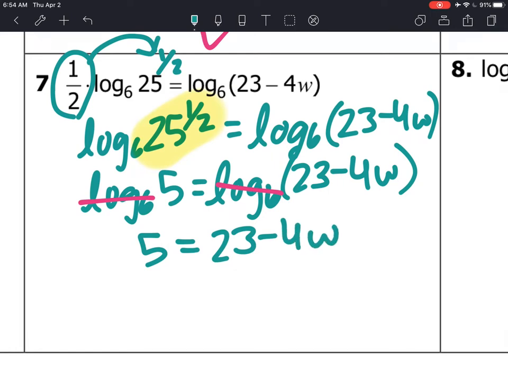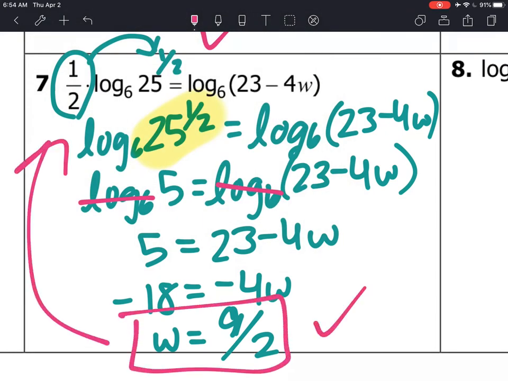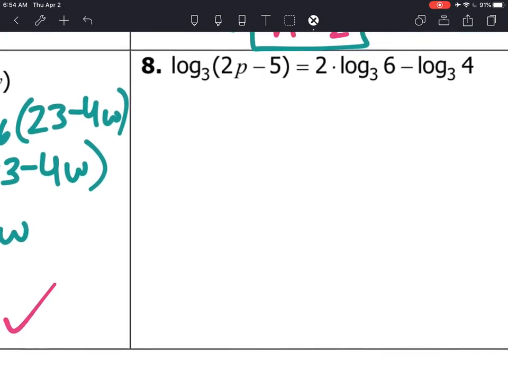Then we get 5 equals 23 minus 4w. Subtract 23 on both sides and you'll get negative 18. And then divide 4 on both sides and you'll get negative 18 divided by negative 4, which is positive 9/2. Don't forget to take your positive 9/2 and check it with the original, but I could tell you it works.